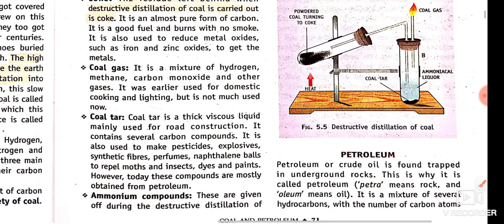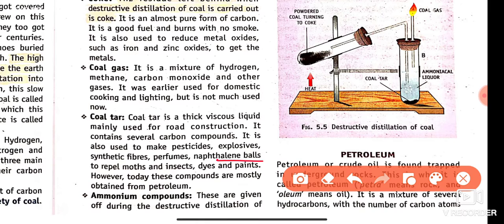Next is coal tar. Coal tar is a thick, viscous liquid mainly used for road construction. It contains several carbon compounds. It is also used to make pesticides, explosives, synthetic fibers, perfumes, and naphthalene balls to repel moths and insects. You know those naphthalene balls that are used in your clothes. Dyes, paints, etc. are made from coal tar. However, nowadays these compounds are mostly obtained from petroleum.